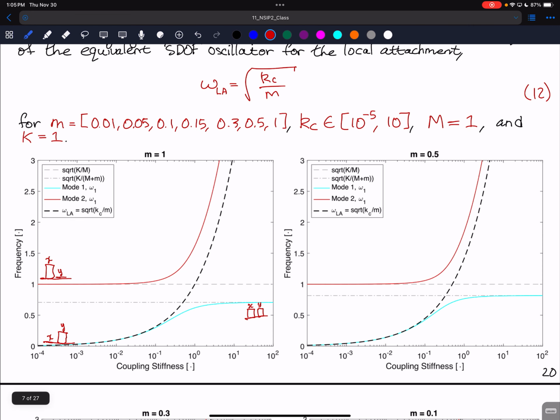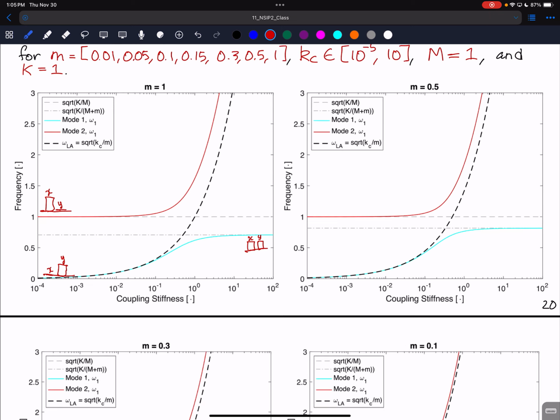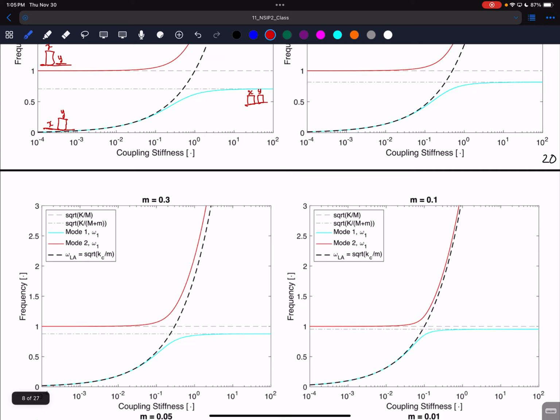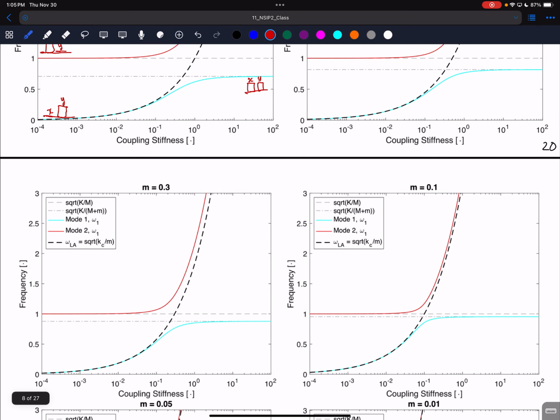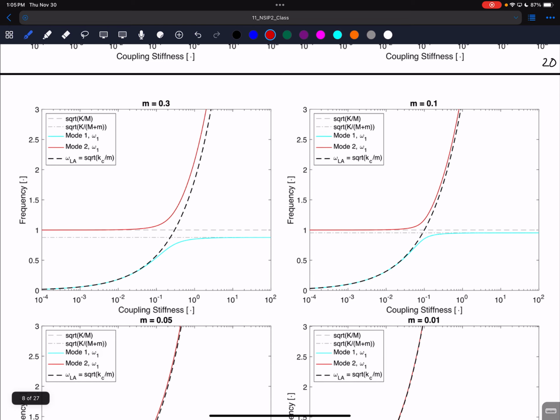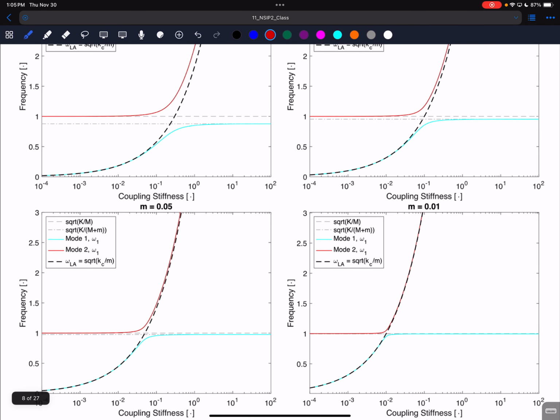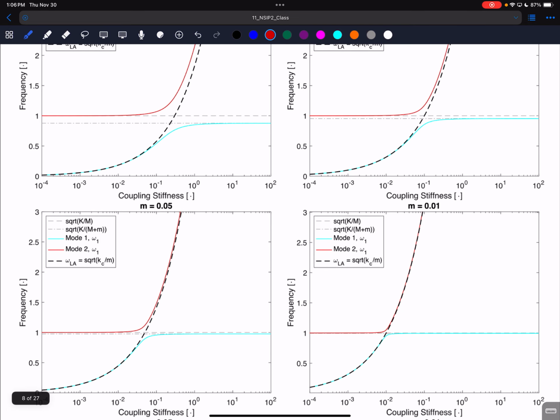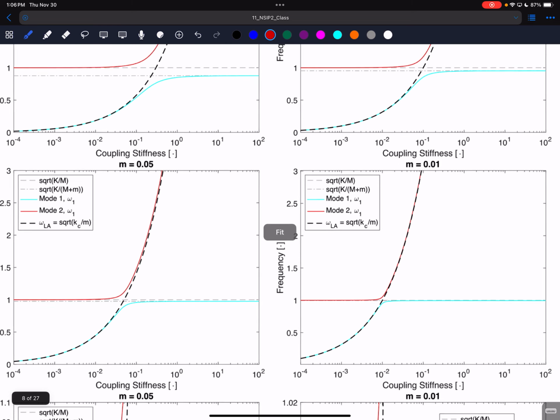Okay. If we decrease the mass of the attachment, you'll see that this black dash curve moves a little bit to the left and starts to approach the red curve. And in fact, if we keep decreasing the mass of that local attachment, that black dash curve is going to get closer and closer to this red line until we get to a very low stiffness, and you can see they start to overlap with each other, particularly at a mass of 1%.